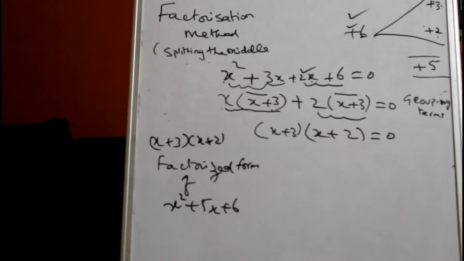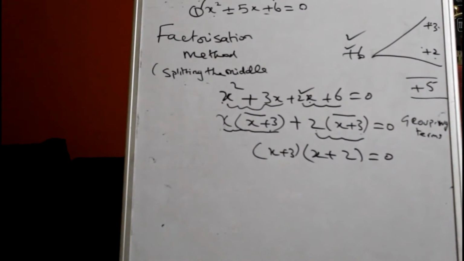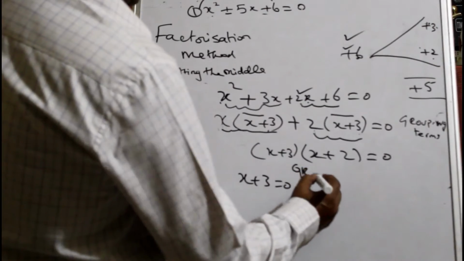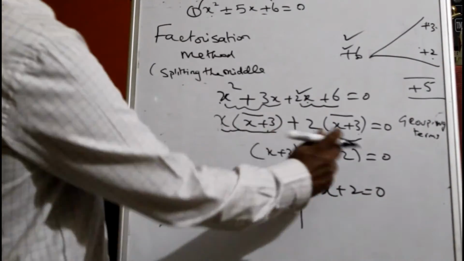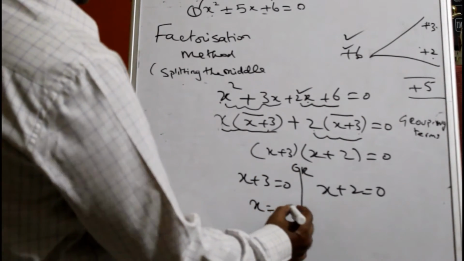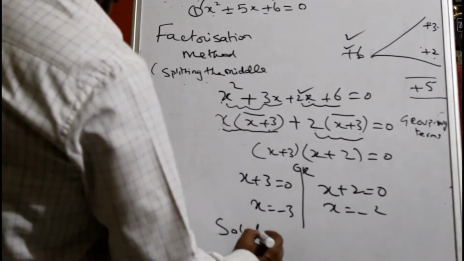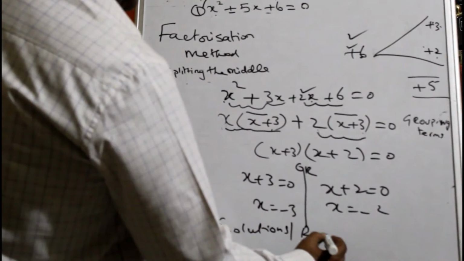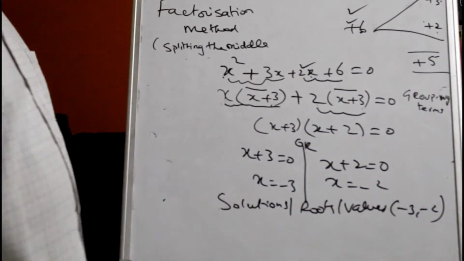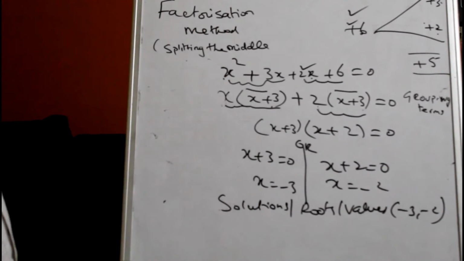Now look here. You have to find the values. To find the values, when two numbers multiplying equal to 0 means either x plus 3 should be 0 or x plus 2 equal to 0. One of them should be 0, then only you get 0 there. When x plus 3 is 0, x is minus 3 and x is minus 2. These two are called solutions, or roots, or values. It's nothing but minus 3 and minus 2. I told you several times, a quadratic equation is degree 2, it will have two values. So this is called the factorization method.